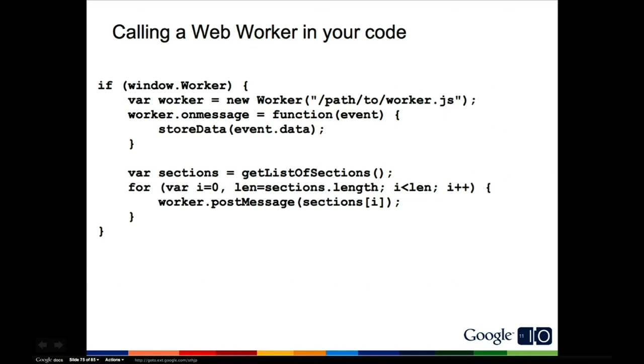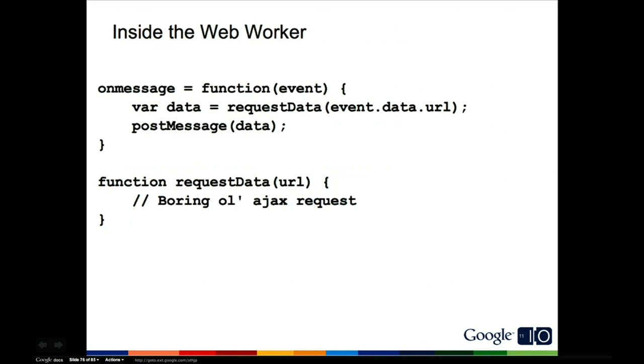So on each side of the worker, on the inside and on the outside, there's a postMessage and an onMessage. onMessage is where you pick up a message, postMessage puts it in. So you put it in, get it out. Put it in, get it out. In this case, we're going through a list of sections, and I'm throwing them into the worker with postMessage. When it gets back, I'm going to store it essentially to SQL.